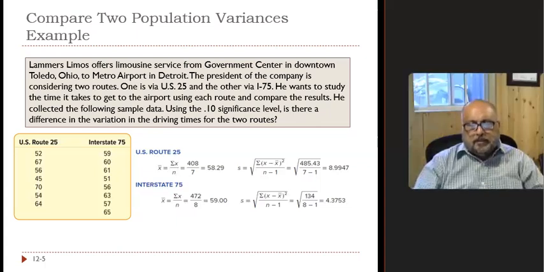So let's look at this. Here are two scenarios given to us. One is US route 25, the other is I-75, and these are the various times taken to go to the airport for each route. And the number of elements in the sample: we have 1, 2, 3, 4, 5, 6, 7 here, and 1, 2, 3, 4, 5, 6, 7, 8 here.